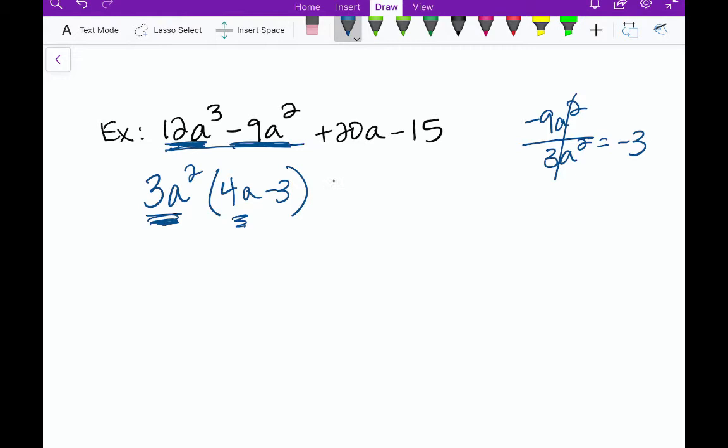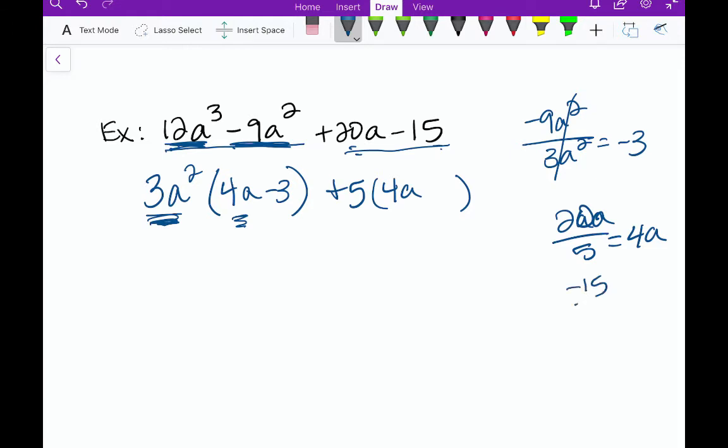Then I have to make sure I put my plus sign here. And I need to find out what is the common factor between 20a and minus 15. Well, there's not an a in the last term, so I can't factor out an a, but I can factor out a 5. So I'm going to put a plus 5 there. So now I'm going to divide both of these terms by 5. 20a divided by 5 is actually 4a. And negative 15 divided by 5 is negative 3.